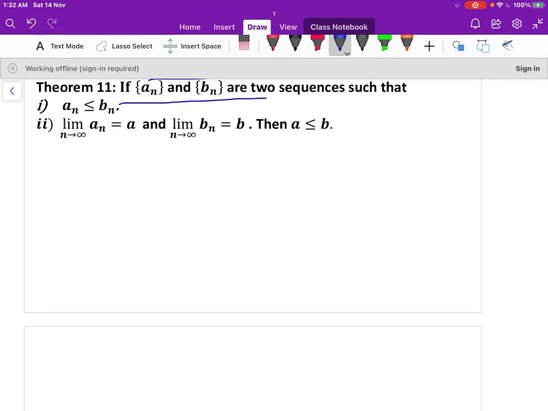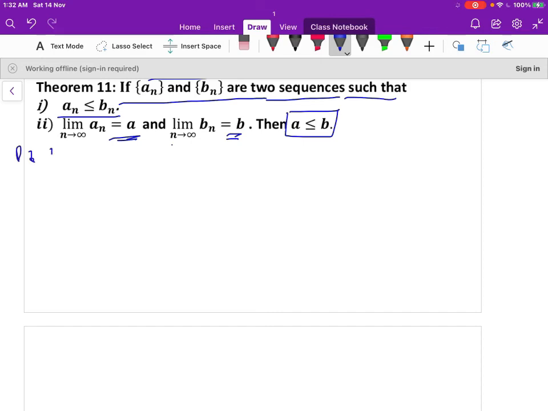So now we'll move to another property. If an and bn are two sequences such that an less than or equal to bn, and limit of an as n tends to infinity is equal to a, and limit of bn as n tends to infinity is equal to b, then you have to prove that a is less than or equal to b.